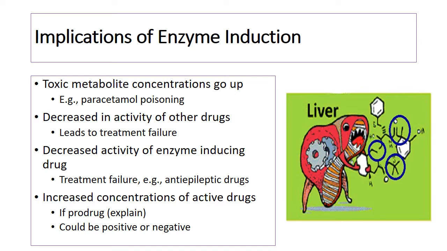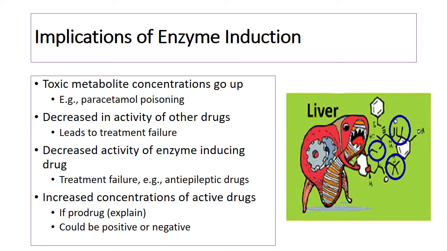The other thing that could happen is that when you're taking two drugs concurrently, and one of the drugs increases the activity of the cytochrome P450 enzymes, it could lead to a breakdown of the other drug, and this could lead to treatment failure. For example, people who are on oral contraceptives and are then given a drug like phenytoin or phenobarbital for epilepsy, the concentrations of the oral contraceptives could be subtherapeutic to such an extent that it is not giving the protection it's supposed to with regards to avoiding pregnancy. So there can be treatment failure.